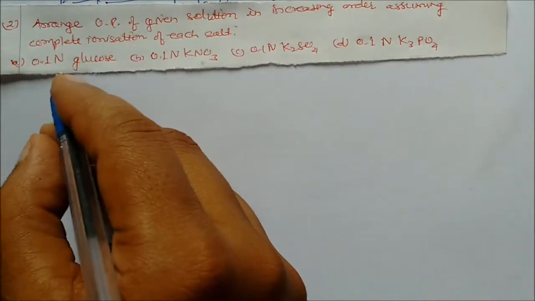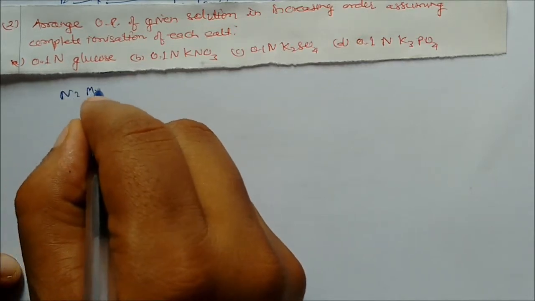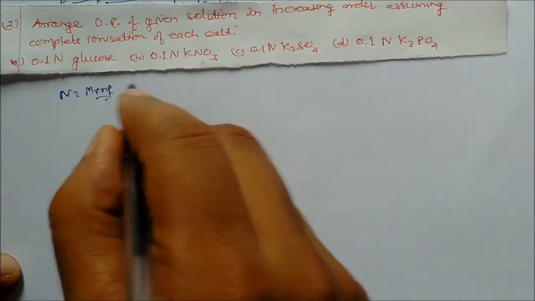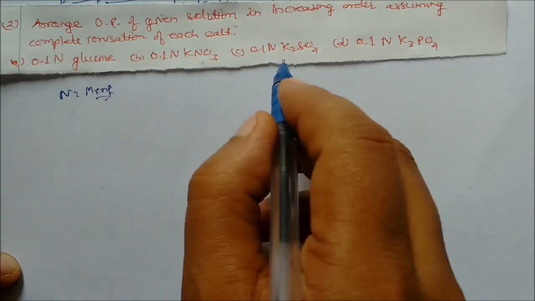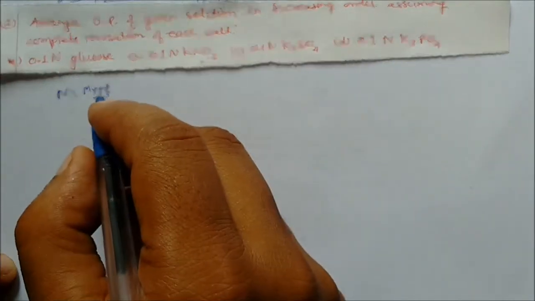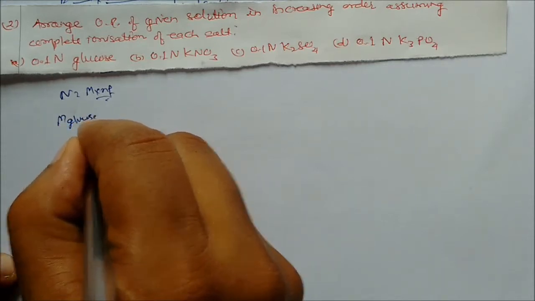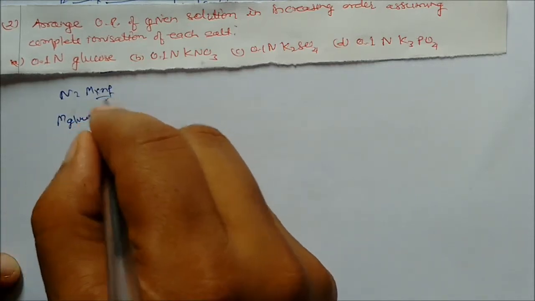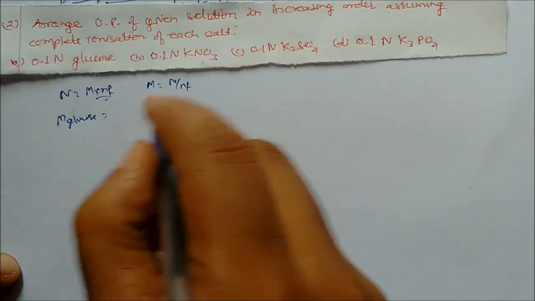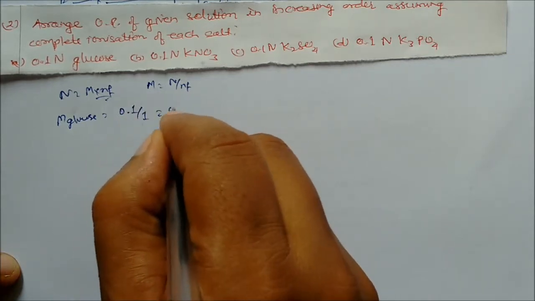They have given normality, so we have to convert it into molarity. We know that normality is equal to molarity times n factor. The n factor of glucose is 1, KNO3 is also 1, K2SO4 is 2, and K3PO4 is 3. So molarity is equal to normality divided by n factor. For glucose, normality is given as 1 divided by 1, so we get 1 molarity.